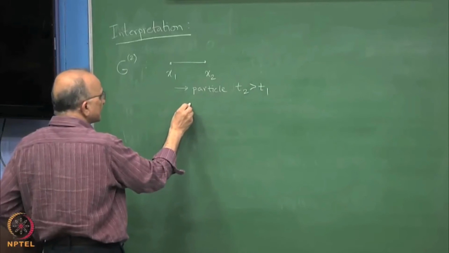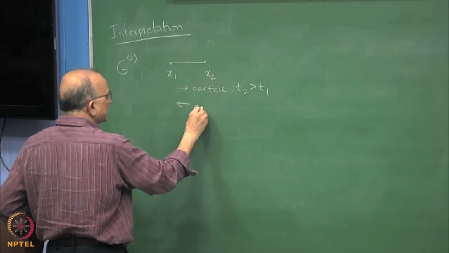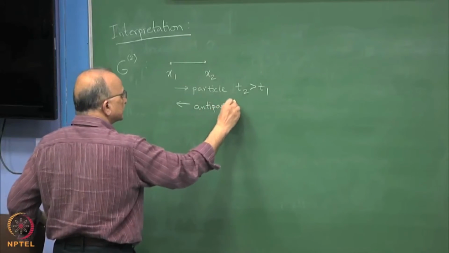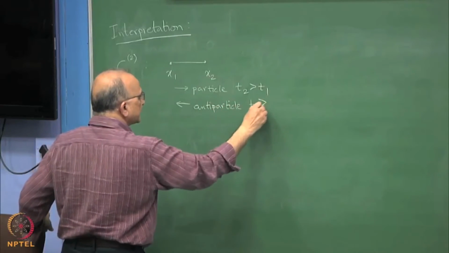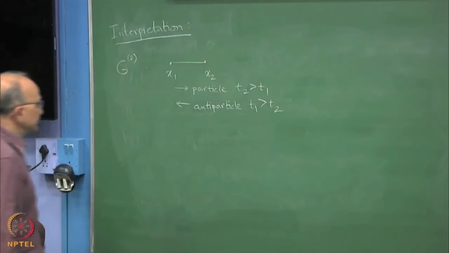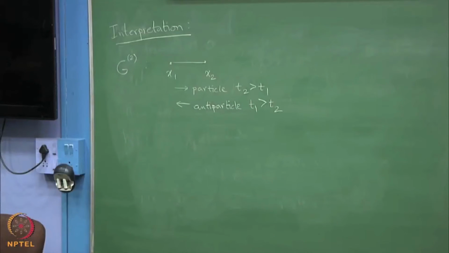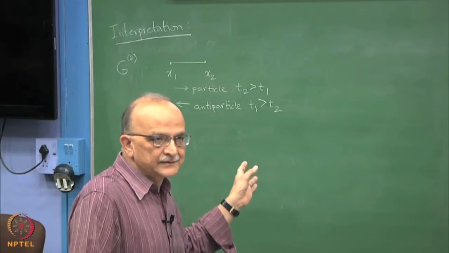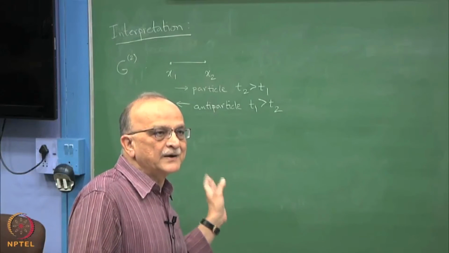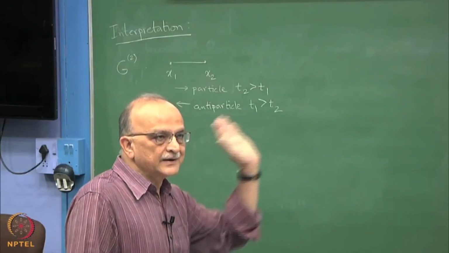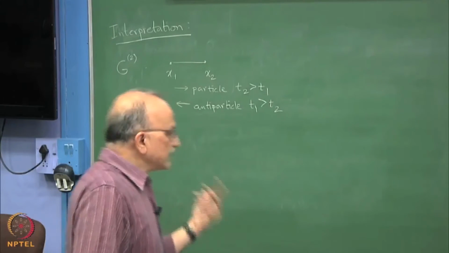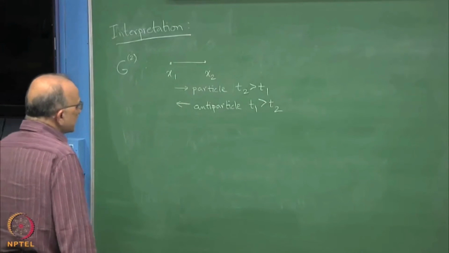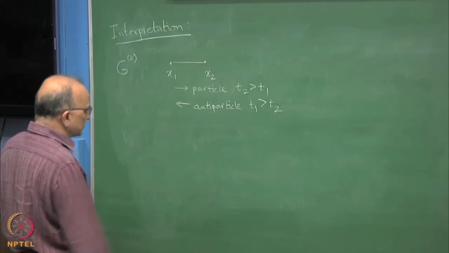Or like this, antiparticle if T1 is greater than T2. So that is the detailed interpretation of this. This is what the Feynman propagator actually gives, and we think of it as a particle being created here and transported there, or an antiparticle created at T1 and sent to T2.